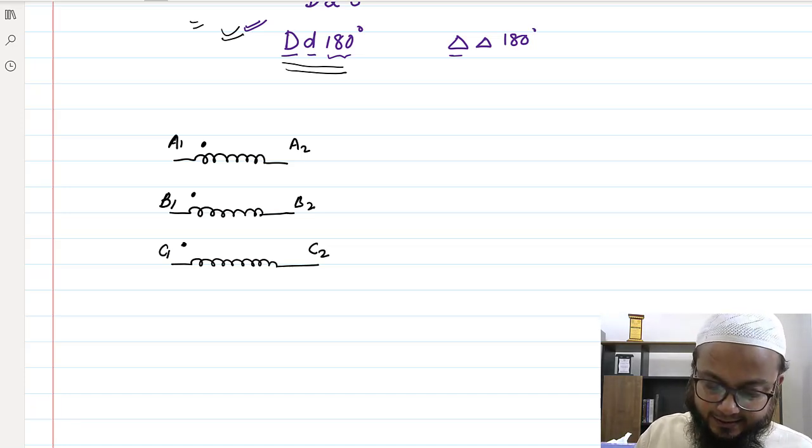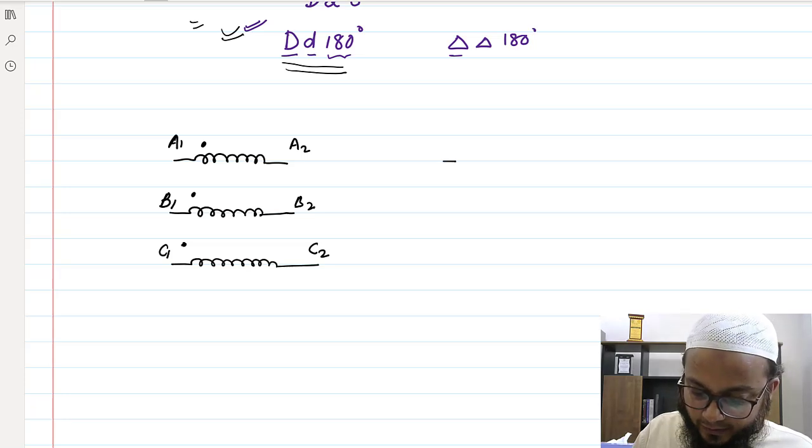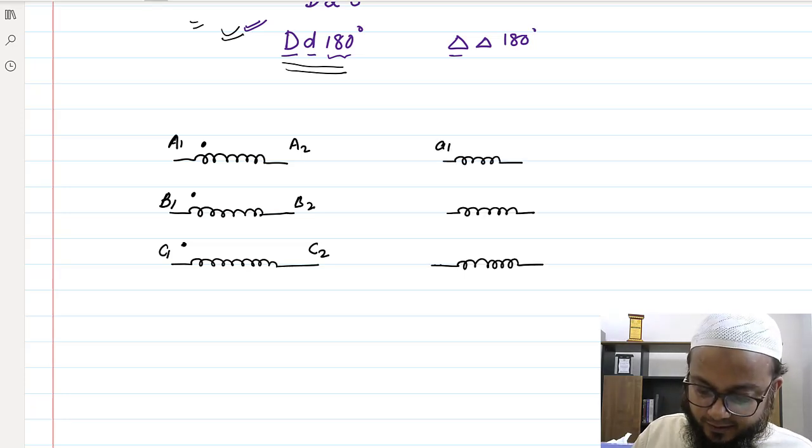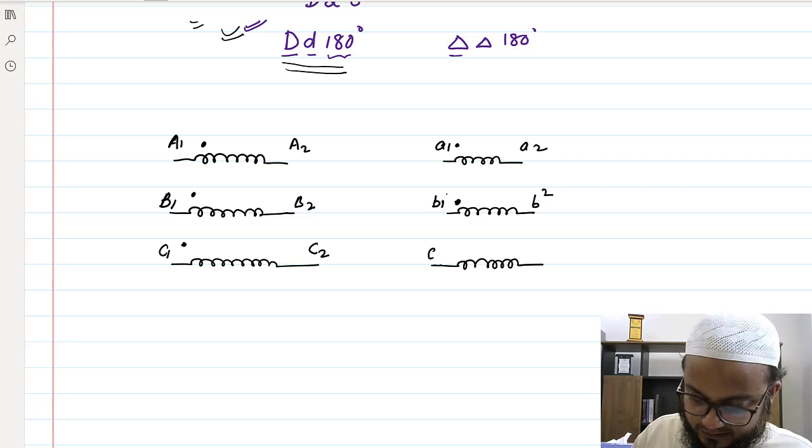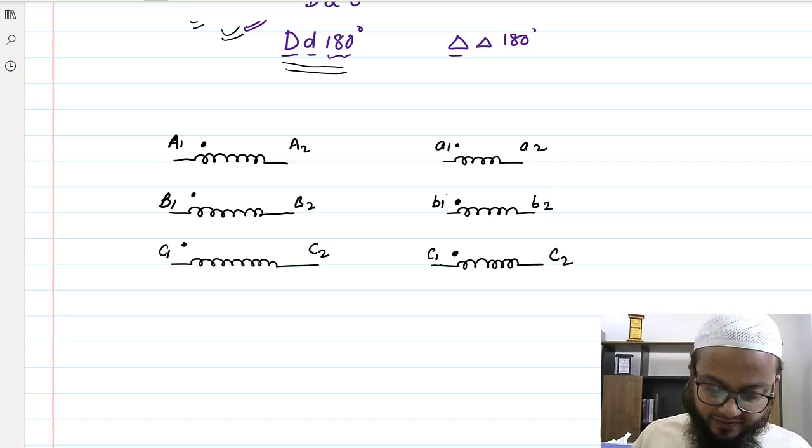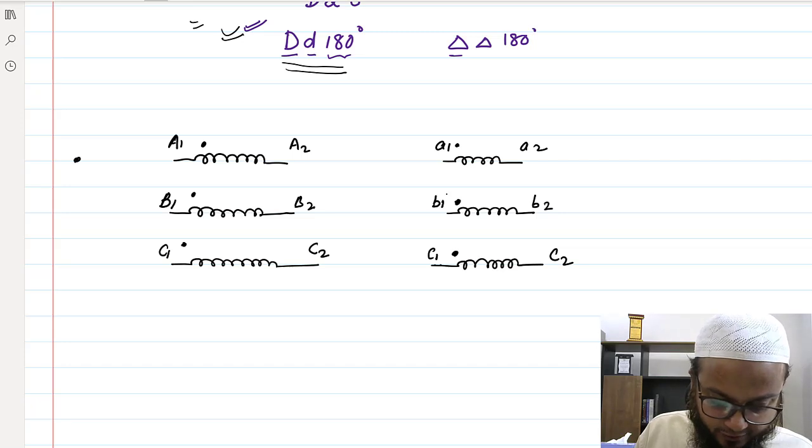And for the secondary side, let's say we have the winding. So let's say this is A1 and the dot is here, and this is A2. This is B1, dot is here, and this is B2, and this is C1, dot is here, and this is C2. Okay, so in the previous connection we have seen that the supply voltages, A, B and C, are coming here.